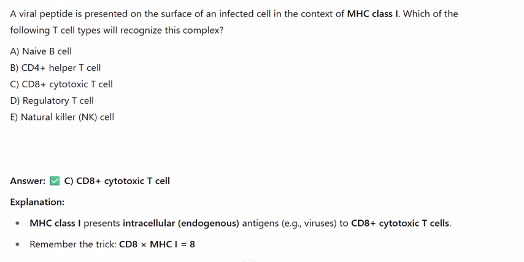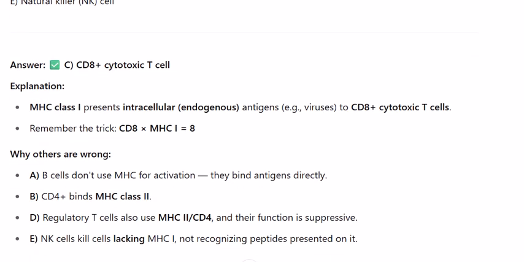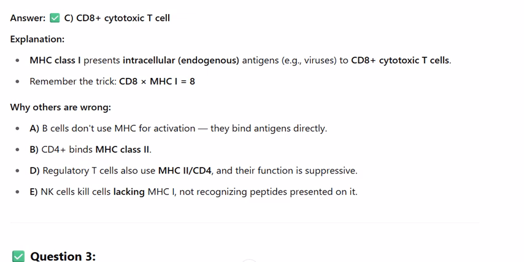Explanation. MHC class 1 presents intracellular endogenous antigens, e.g. viruses, to CD8 plus cytotoxic T-cells. Remember the trick, CD8's MHC.